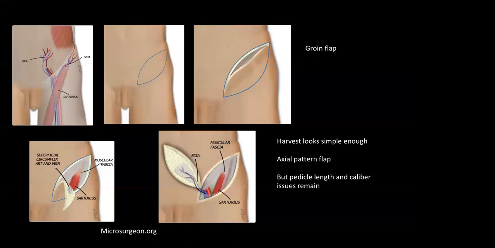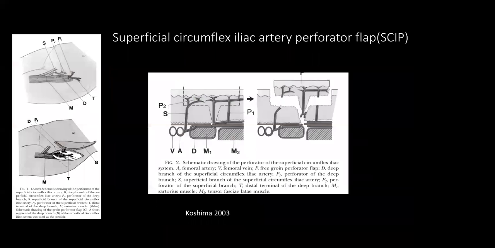but the problem is there is a lot of variability in the anatomy and the pedicle length, and there are several issues with that. So this flap has moved on, and what we now do is the superficial circumflex iliac artery perforator flap, otherwise called the SCIP flap.